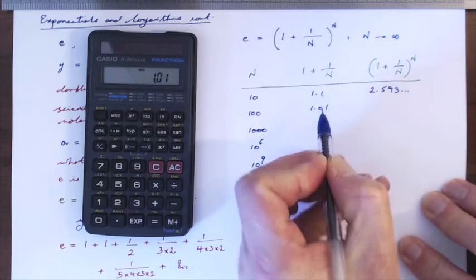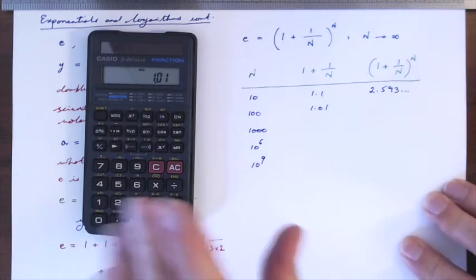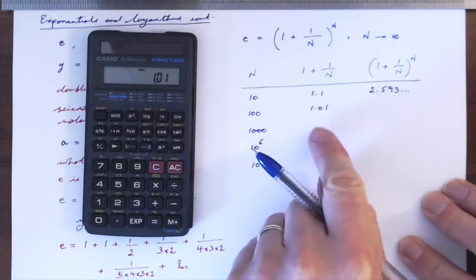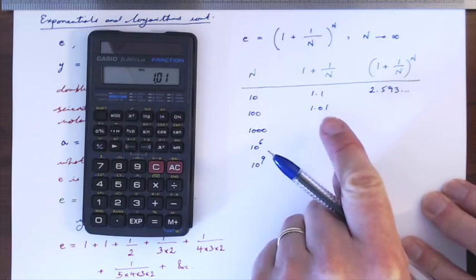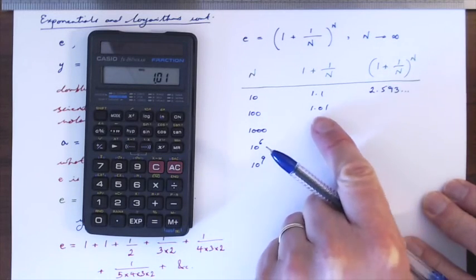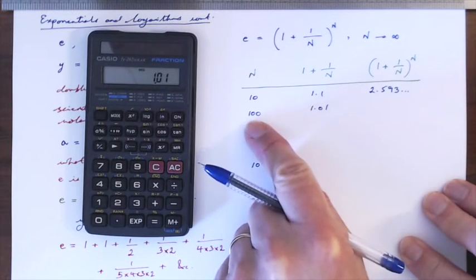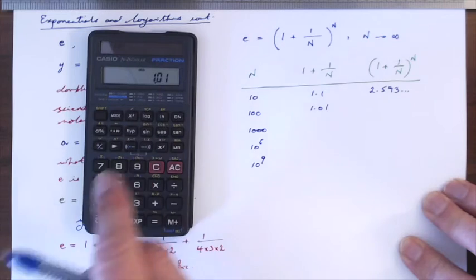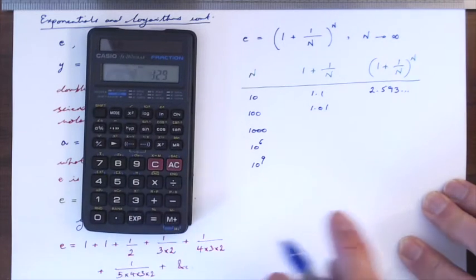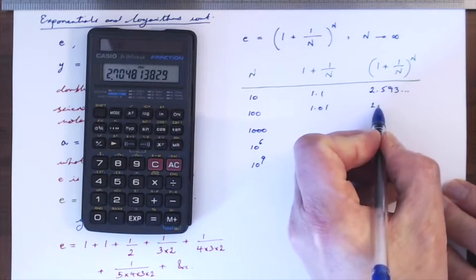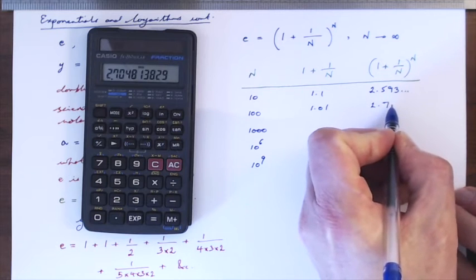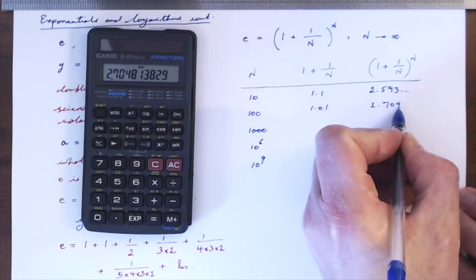Now, with 100, take the inverse, add it to 1, I get 1.01. Obviously, I could just write these down straight away, but I want to show you mechanistically on the calculator what we're doing, so you get a very firm idea of the procedure here. And then multiply this number by itself 100 times. So I raise this number to the power of 100, and I get 2.704.